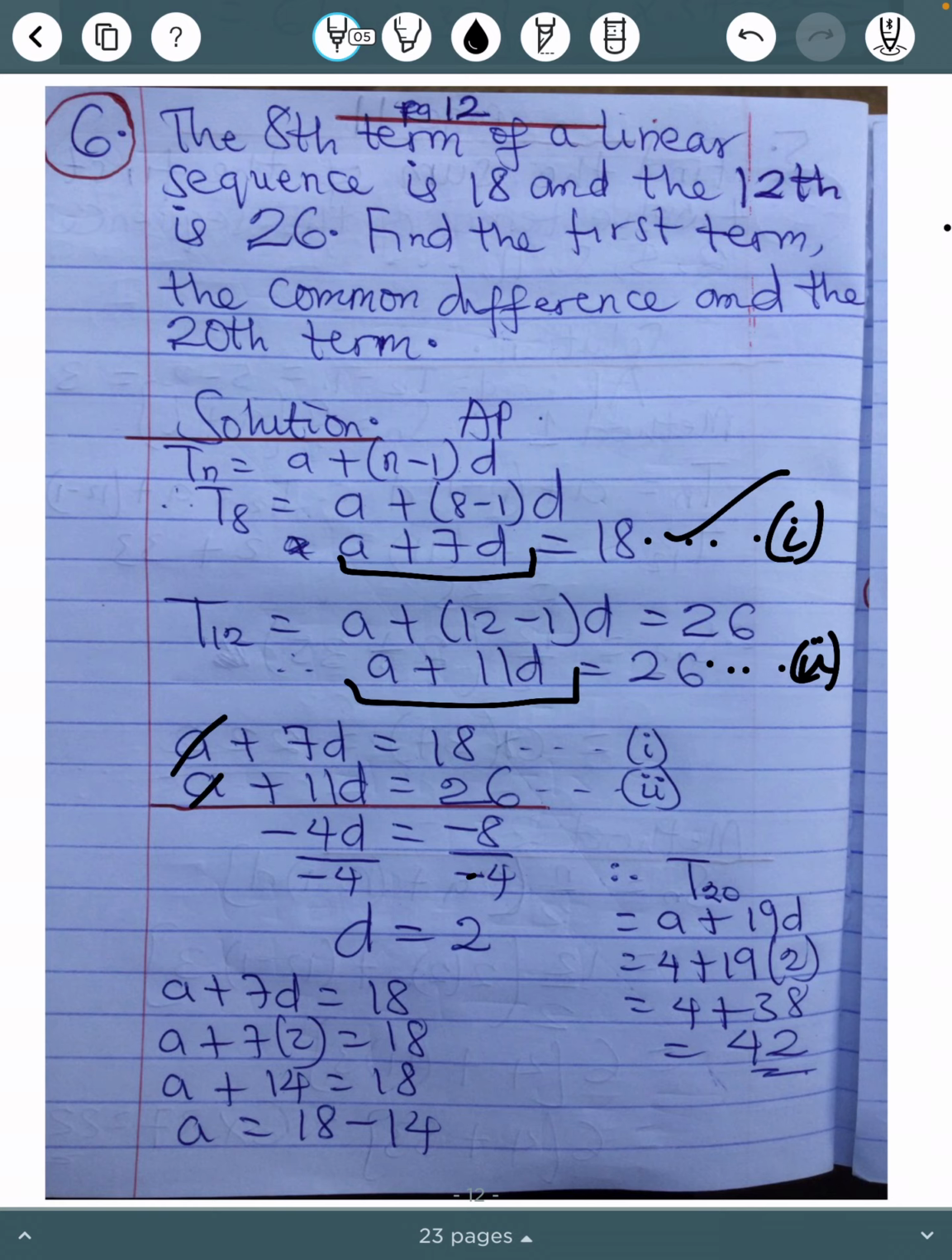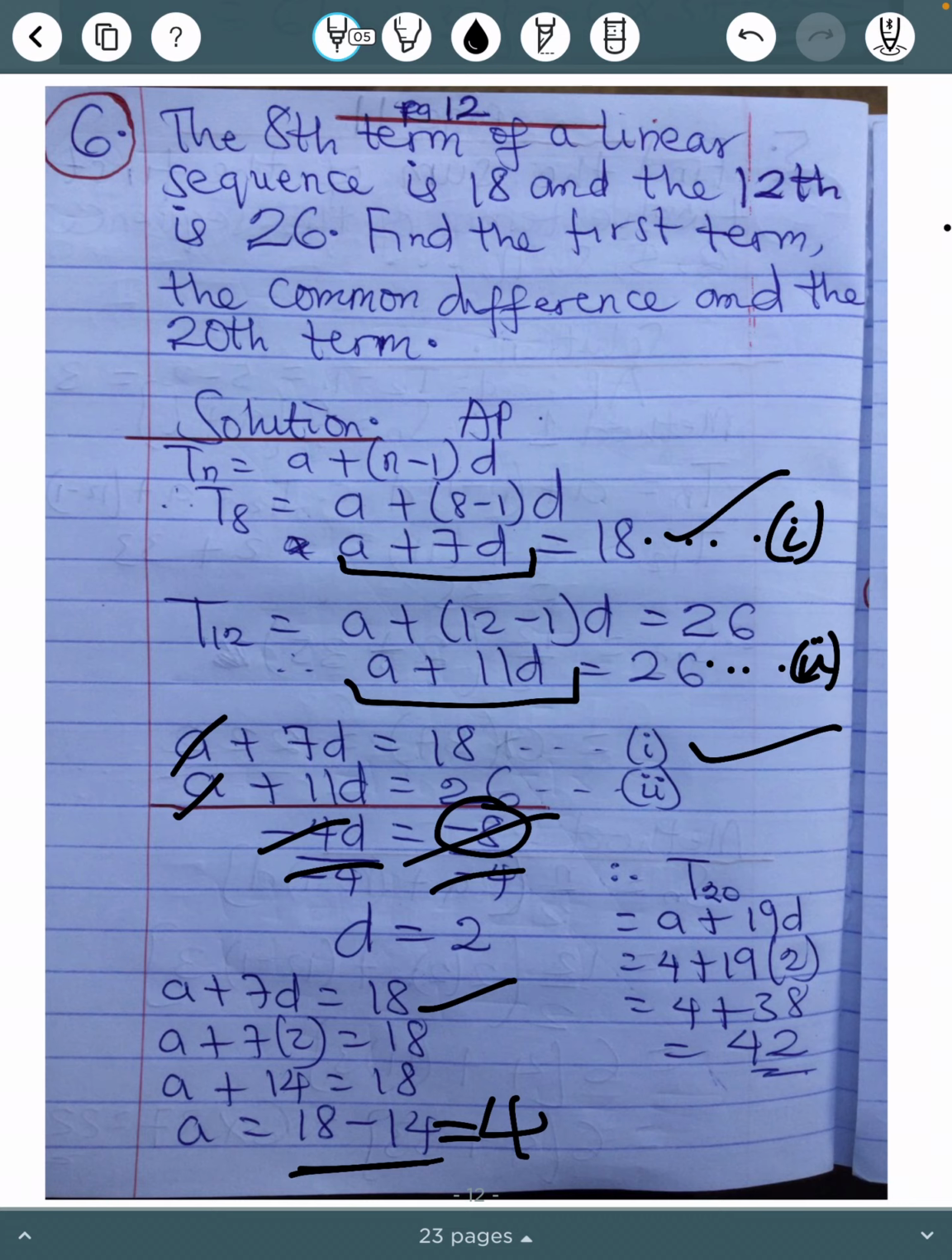a minus a will give me 0 here. 7d minus 11d here will give me minus 4d. 18 minus 26 will give me minus 8. So I have minus 4d is minus 8. I'll divide both sides by minus 4, and I'll get d is 2. Once I get d is 2, I can use equation 1 now here, a plus 7d is equal to 18, to get my a. So I will get my a as 4.